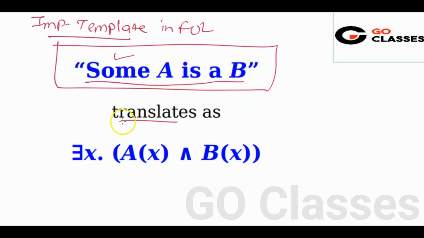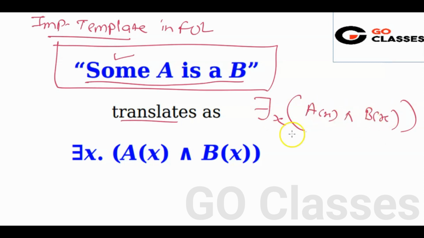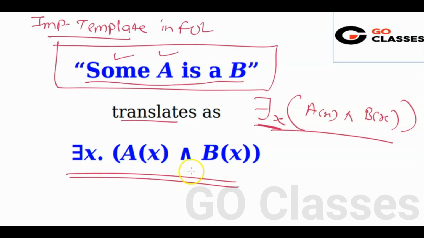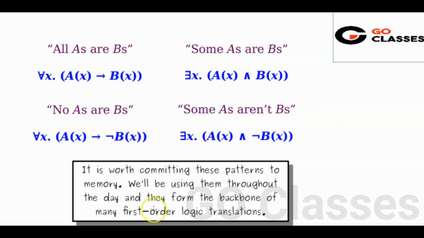So how can we translate? We can translate: there exists X in the domain such that it is A and it is B. Because this is saying at least one A is B. It means there is some element in the domain which is A and which is B. So this is the correct translation, and this is a very important standard template. Okay, now let's see other templates.